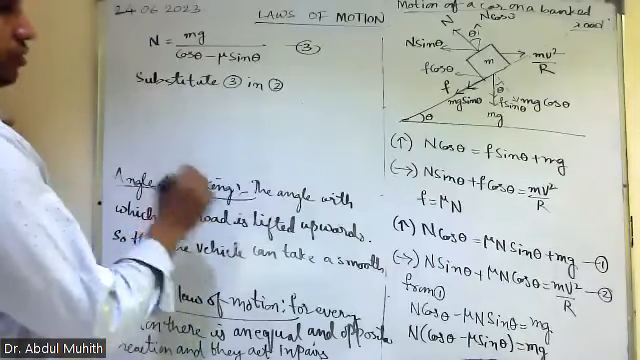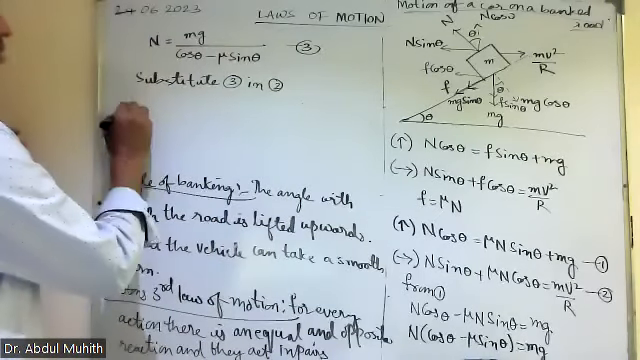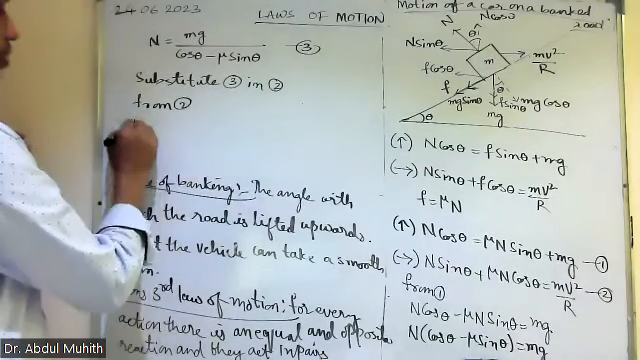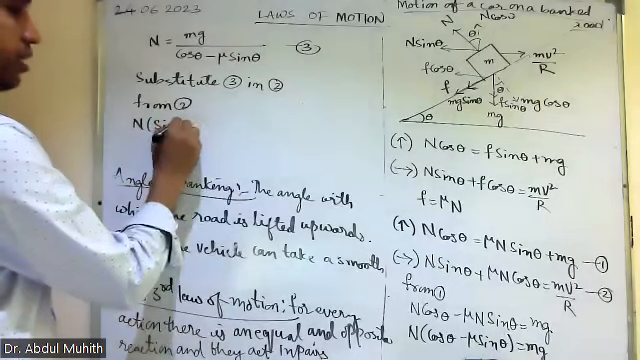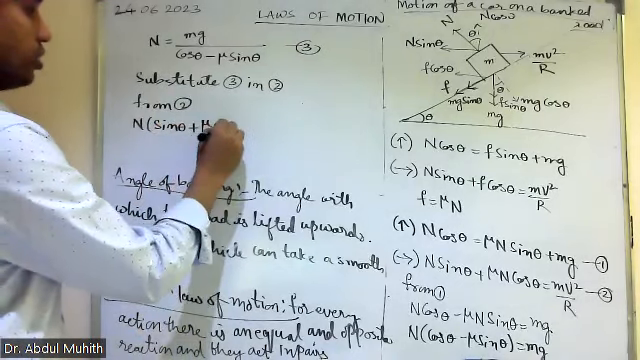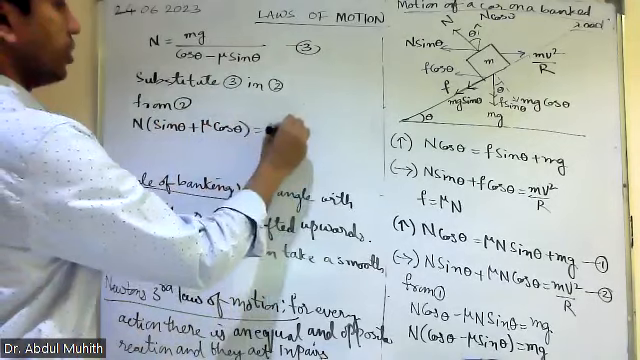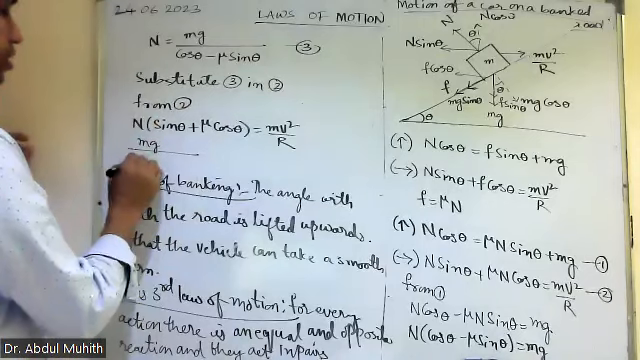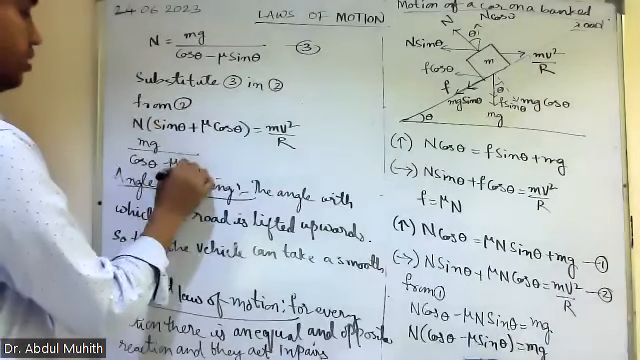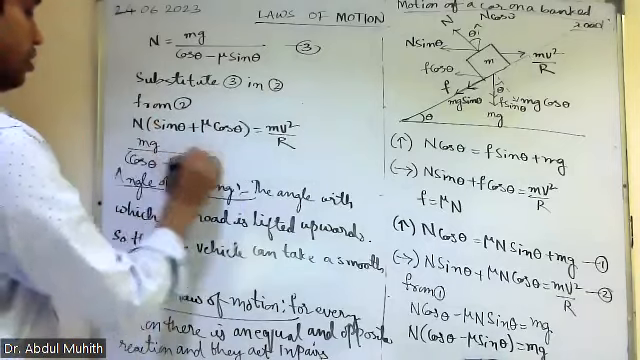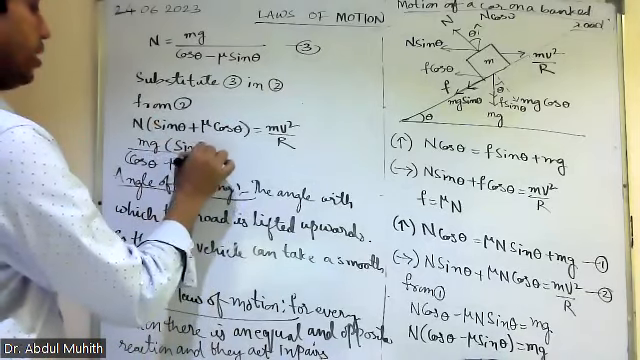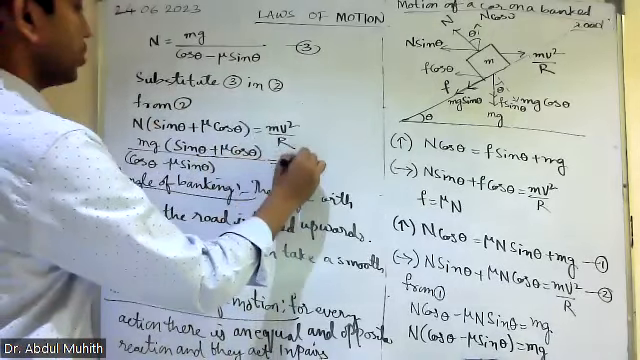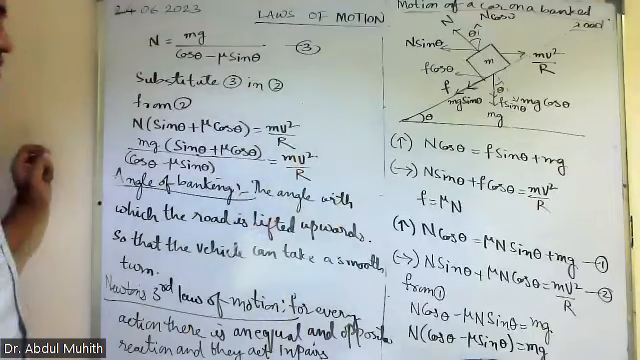Yes, sir. Now take the second equation and take n common. From 2, n is common: sin theta plus mu cos theta equal to mv square by r. What is n? N equal to mg by cos theta minus mu sin theta, into sin theta plus mu cos theta, which is equal to mv square by r.